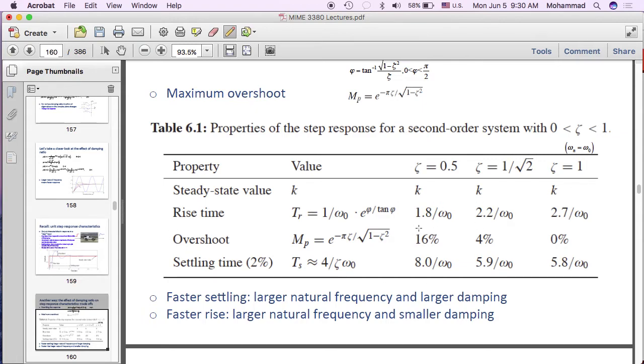So you can see the rise time for each level of damping: as your damping increases, so does the rise time. So the rise time gets larger, so the system generally gets slower. Of course, natural frequency here is shown as omega 0. The source that I got this table from shows this as omega 0. But you can see the effect of natural frequency, which is as natural frequency increases, the rise time decreases, so the system becomes faster.